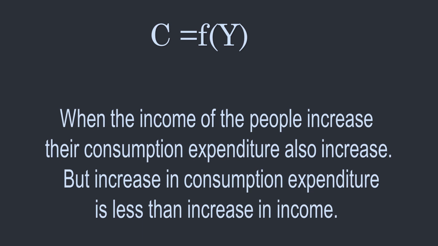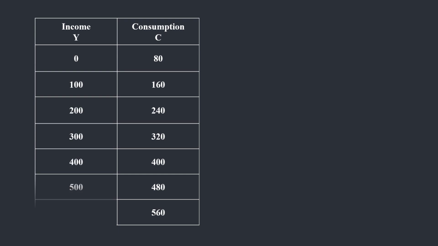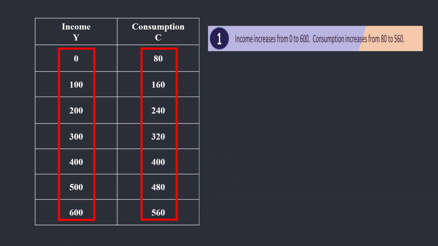Let us develop an imaginary table to understand consumption function better. Consumption increases with every increase in income. Apart from this, it throws more light on people's attitude towards consumption expenditure. Income increases from 0 to 600 rupees. Consumption increases from 80 to 560 rupees.